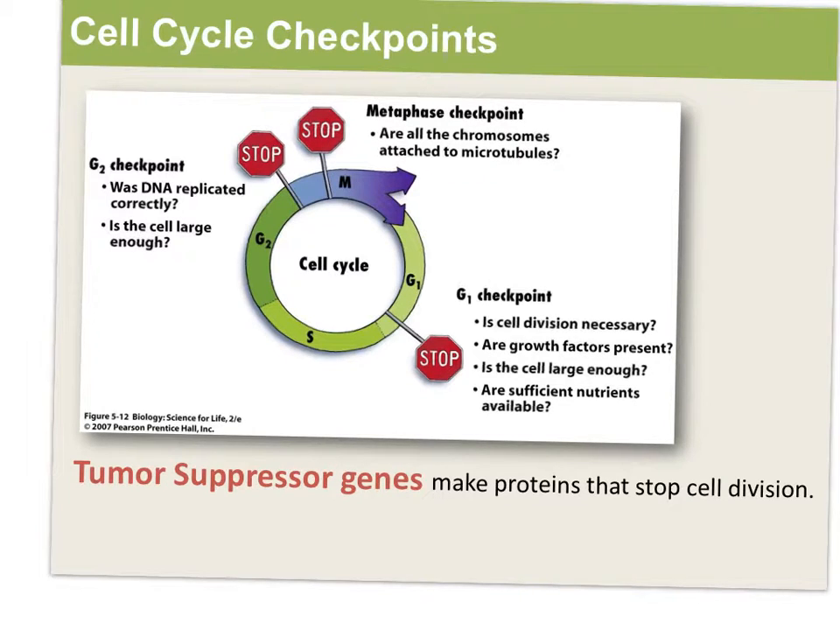Are there growth factors present? You need growth factors for a cell to replicate. Is it large enough? Does it have a sufficient number of nutrients? If it doesn't meet those criteria, those tumor suppressor proteins stop the cells from going on and dividing.